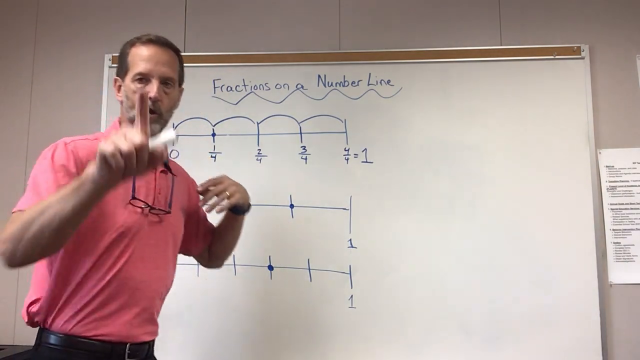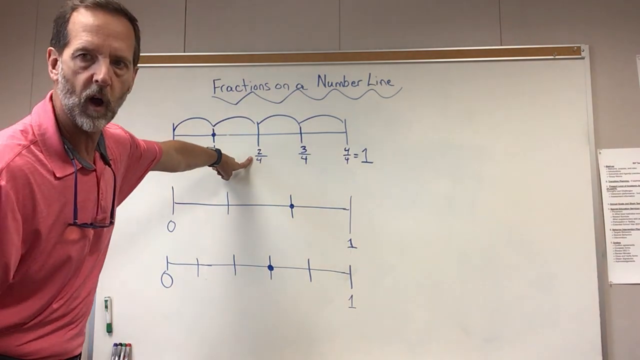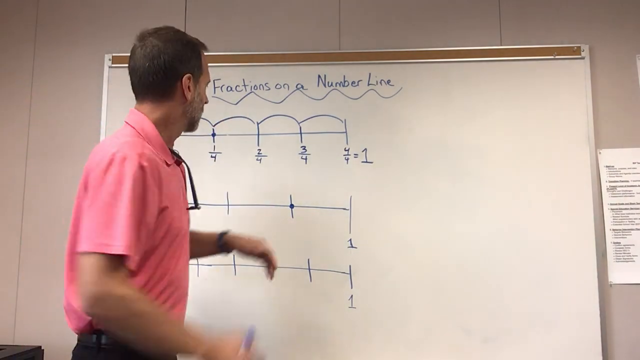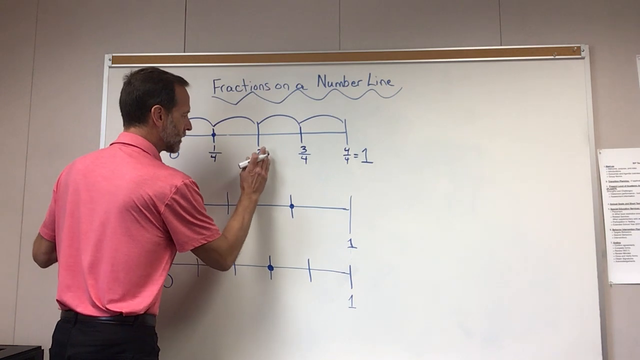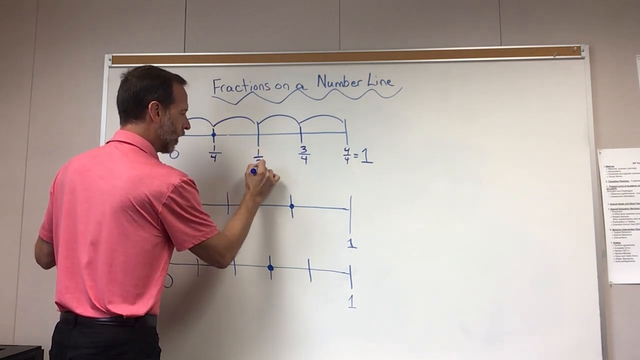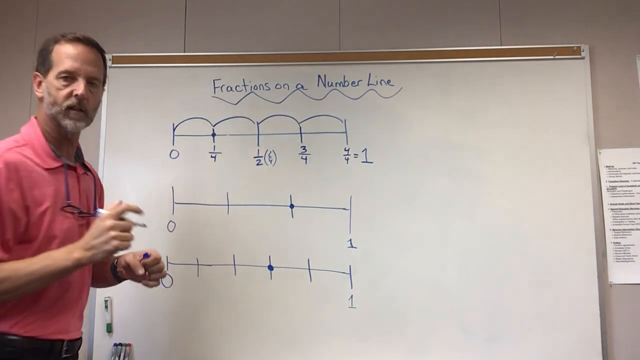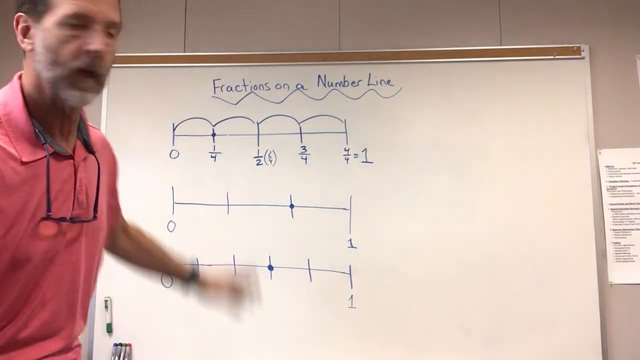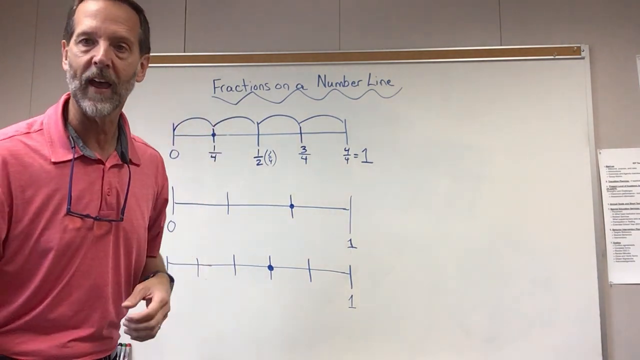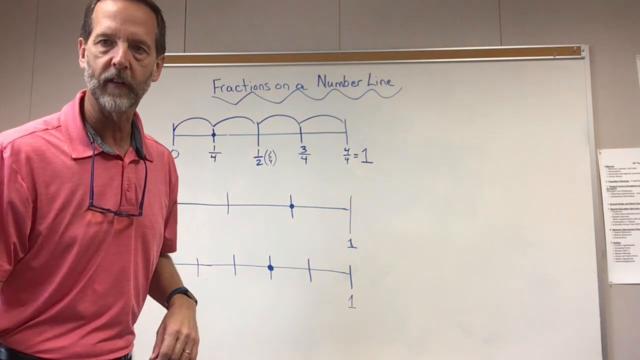Now, what you're probably going to see on most number lines is you won't see 2/4 ever on there. 2/4 is the same as 1/2. I want you to know that 2/4 is probably not ever going to show up. Whenever you have 2/4, that's going to be 1/2. 2 is half of 4, so that's going to be 1/2 in the middle.